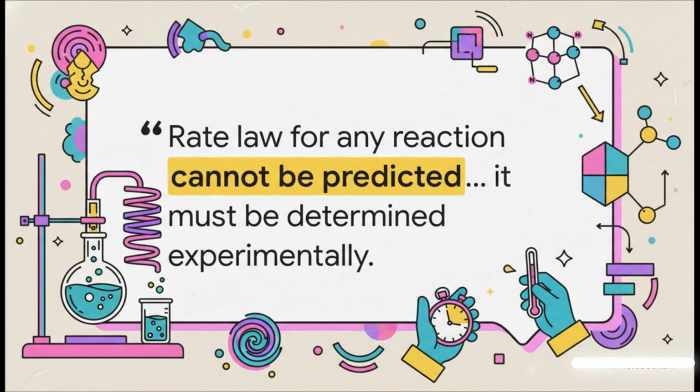Now, here is the single most important rule about the rate law, and you got to remember this: you cannot guess it. You can't just look at the balanced equation for the reaction and figure out those exponents. Nope, they have to be found by doing experiments. At its heart, kinetics is a science of measurement.